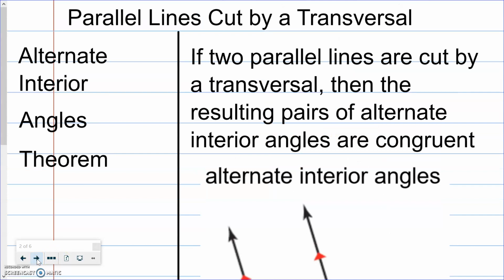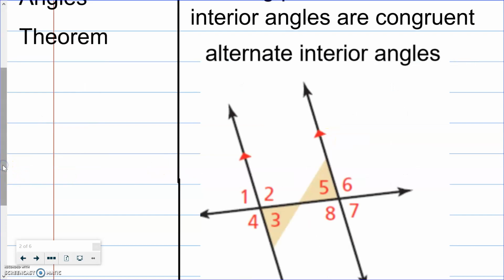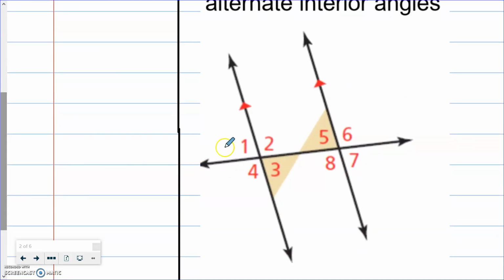Our next theorem is the alternate interior angles theorem. If two parallel lines are cut by a transversal, then the resulting pairs of alternate interior angles are also congruent. Once again, alternate interior angles are on opposite sides of the transversal on the interior of the two parallel lines. And if we have this situation, angle 3 and angle 5 are congruent or equal. So if angle 3 is 16 degrees, angle 5 must also be 16 degrees.